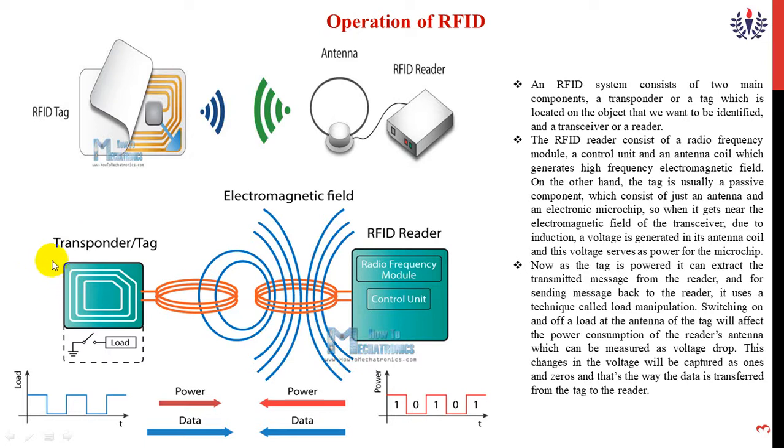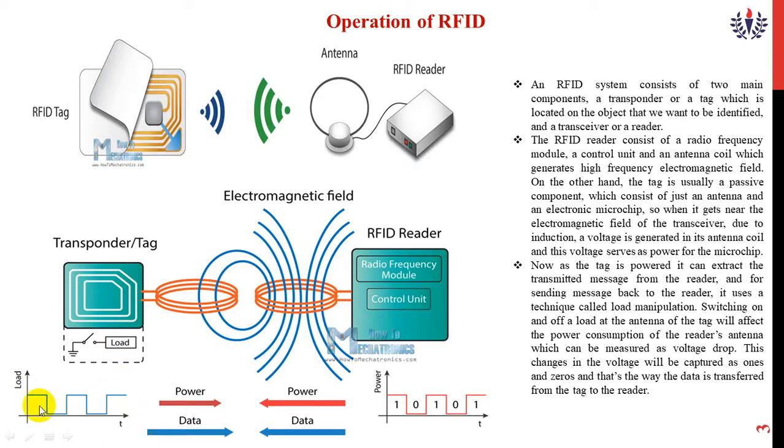On the other hand, the tag is usually a passive device which consists of just an antenna and an electronic microchip. When it gets near the electromagnetic field of the transceiver, due to the induction principle, a voltage is generated in the antenna coil. This voltage serves as power for the microchip. Now the tag is powered to extract the transmitted message from the reader, and this message is called a binary signal. It will be a pulse signal.